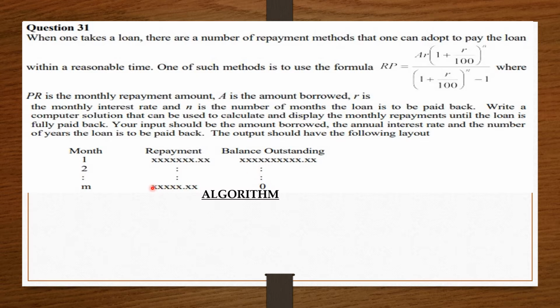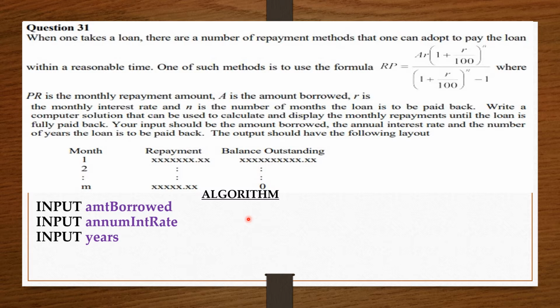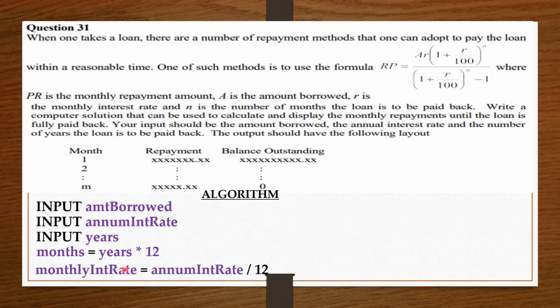The algorithm. So you have to take the amount borrowed from the user as an input. We take the annual interest rate, and then we take the number of years as well. So we take all these as inputs. Now, because we'll be calculating in months, we want to know the number of months. So we convert the years to months by multiplying by 12. Then again, we took the annual interest rate from the user, but we will actually be using the monthly interest rate. So we convert the annual interest rate to the monthly interest rate, which will be the annual divided by 12, and we get a monthly interest rate.